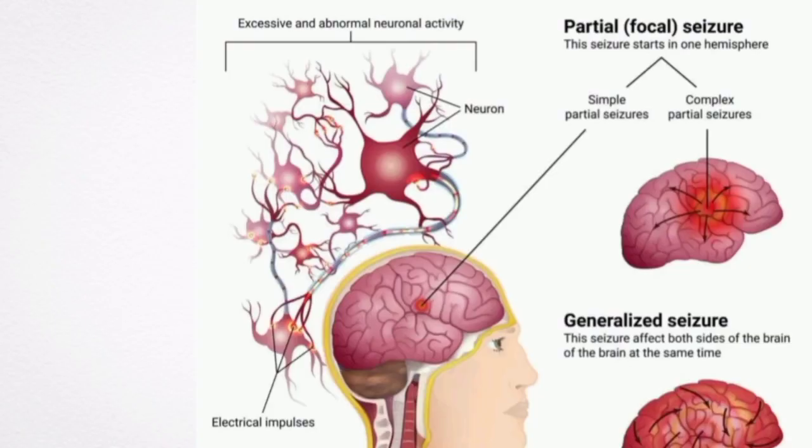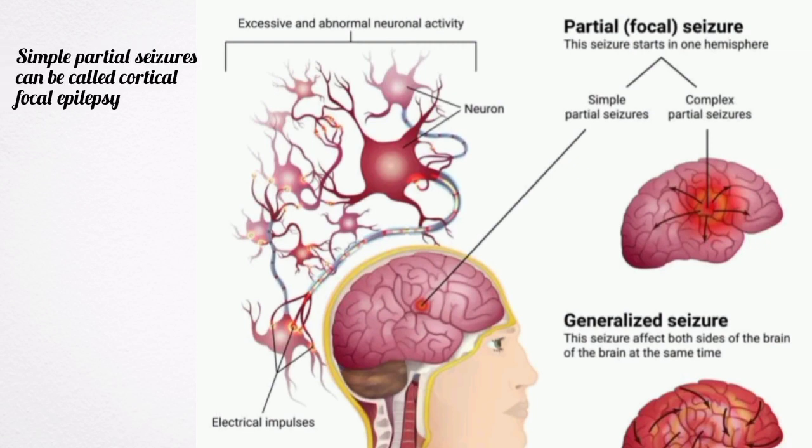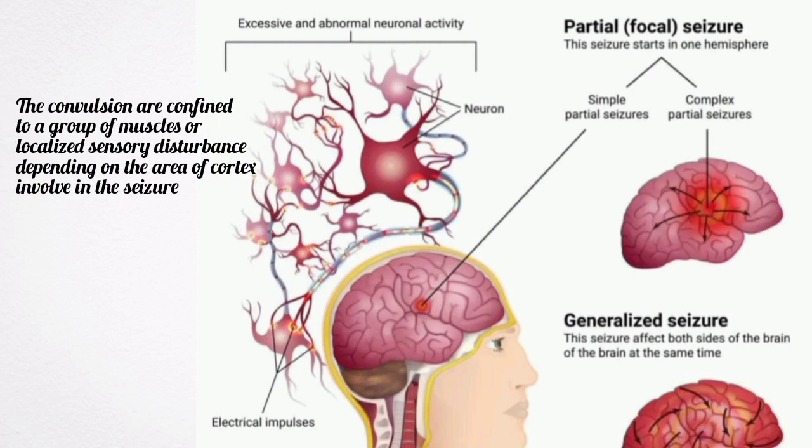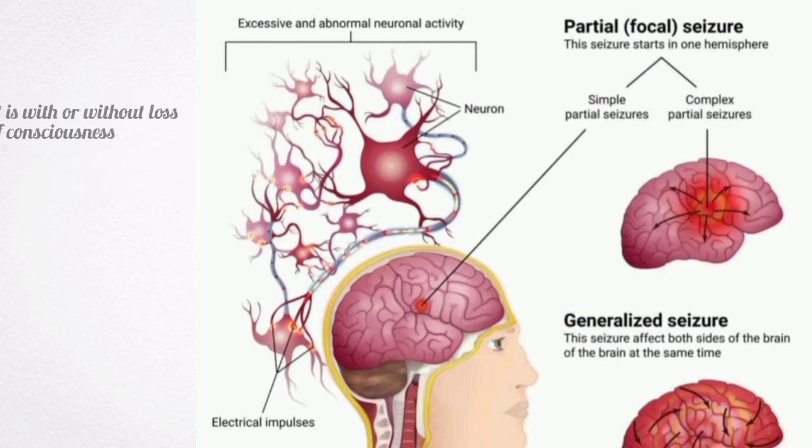The second classification of epilepsy is partial epilepsy, which is classified as number 1, simple partial seizures. Simple partial seizures can be called cortical focal epilepsy. It usually lasts for about half to 1 minute. The convulsions are confined to a group of muscles or there is localized sensory disturbance, depending on the area of cortex involved in the seizure, and it is usually with or without loss of consciousness.